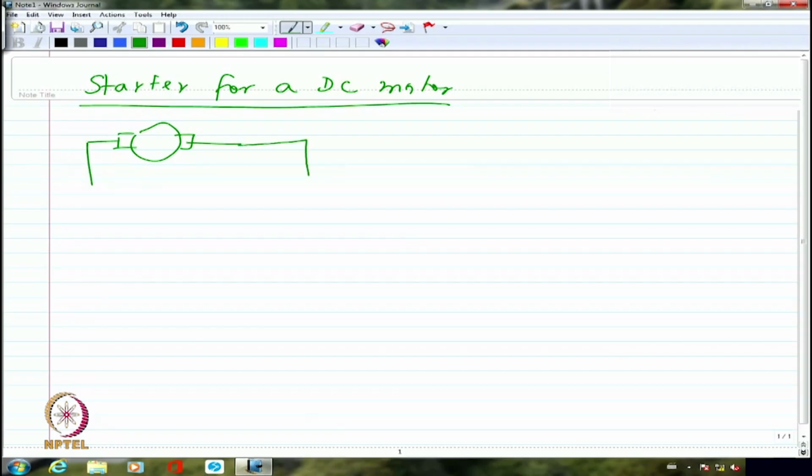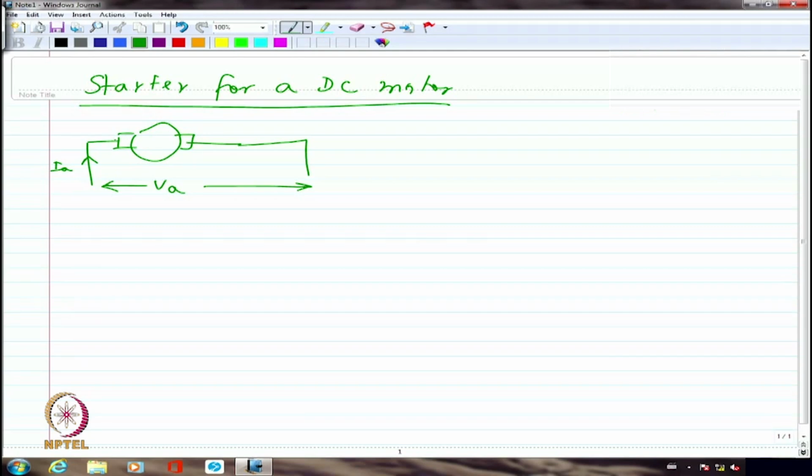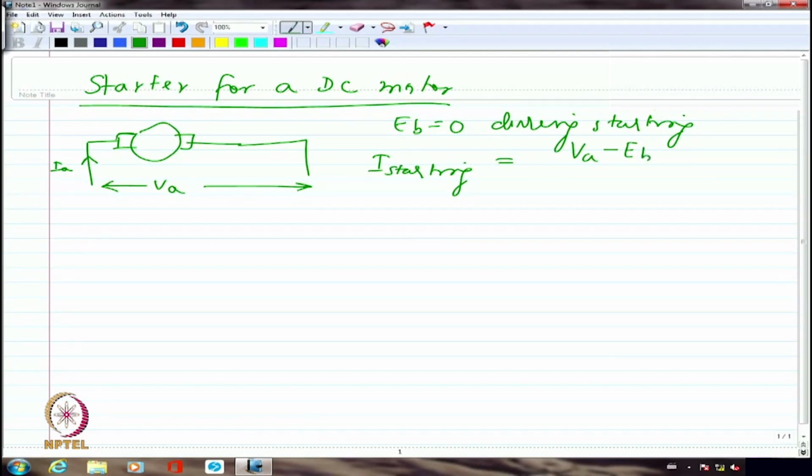I am going to have essentially back EMF equal to 0. So if this is being applied as VA, and if we say this is IA, I am going to have the back EMF as 0 during starting. So if I try to look at what is the starting current, we said that it is going to be VA. Normally we will write VA minus EB divided by RA, but EB is 0, so because of which we are going to get this as VA by RA.